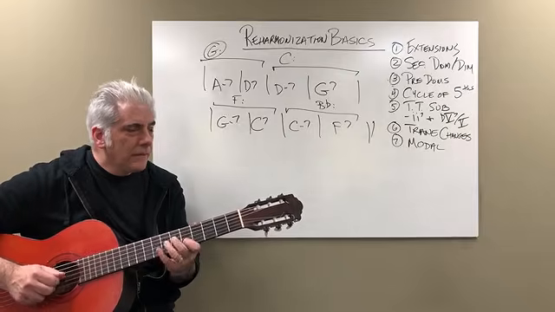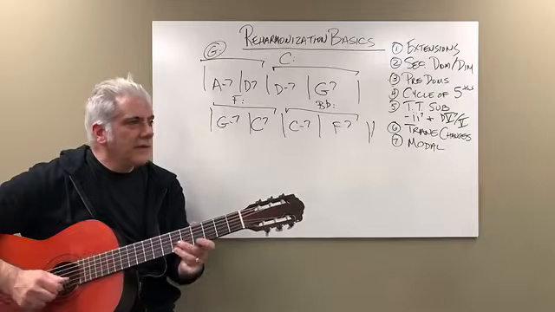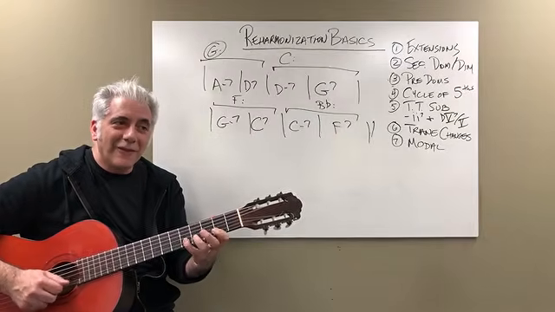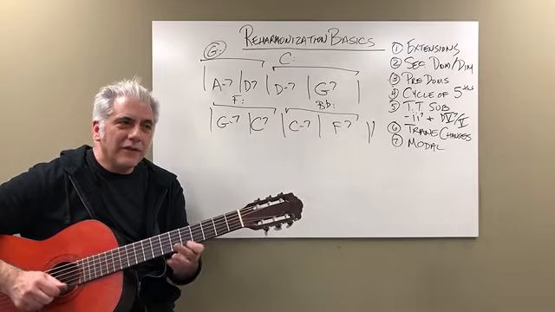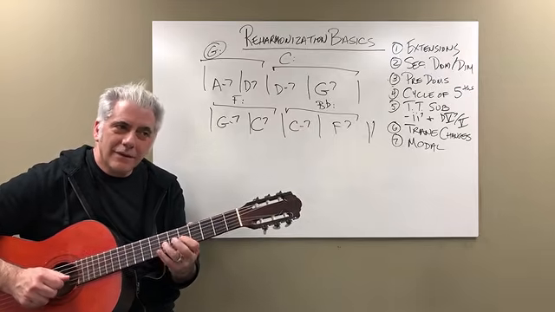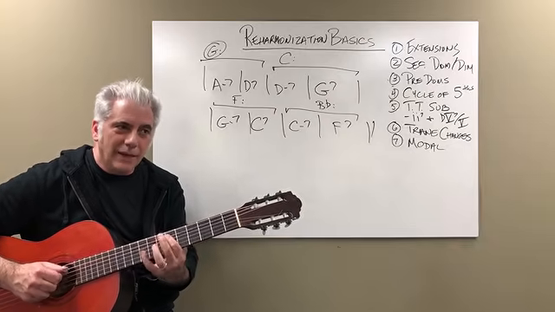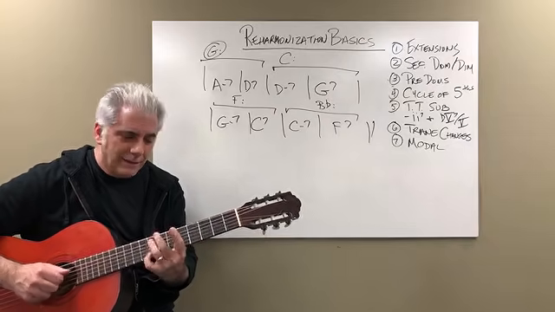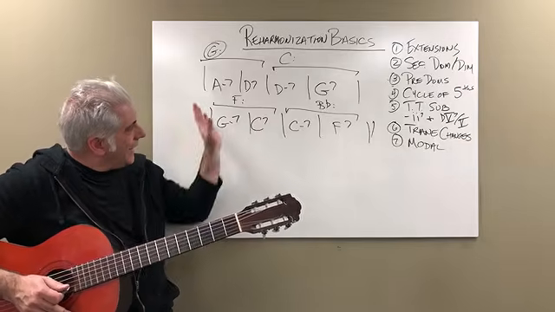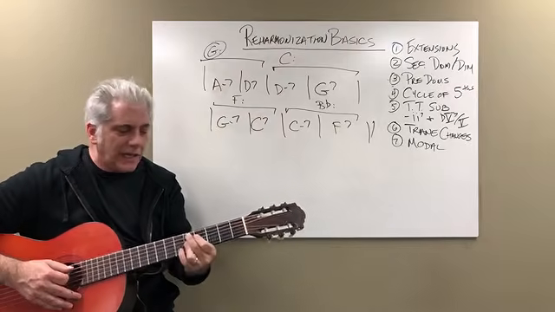So, A minor 7, D7, D minor 7, G7 flat 5, G minor 7, C7 sharp 5, C minor 7, F7 sharp 9. Okay, so in that way I'm soloing over that, and I'm not just thinking, oh, what am I going to play?